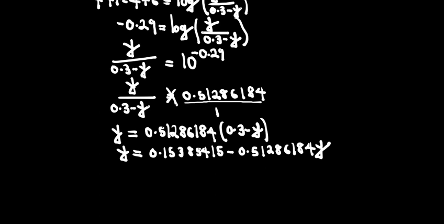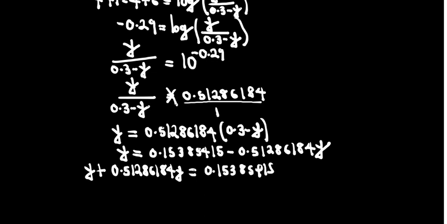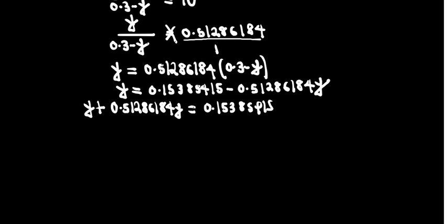So this can cross the equal sign and becomes a positive. So this y plus this has now moved from the positive to a negative because that's crossed the equal sign. So this becomes 0.51286184y being equal to 0.153854415. Okay, so this y plus that, this y is just a 1. So I'm just adding a 1 to everything there. And what am I going to have? I'm going to have something of this nature.